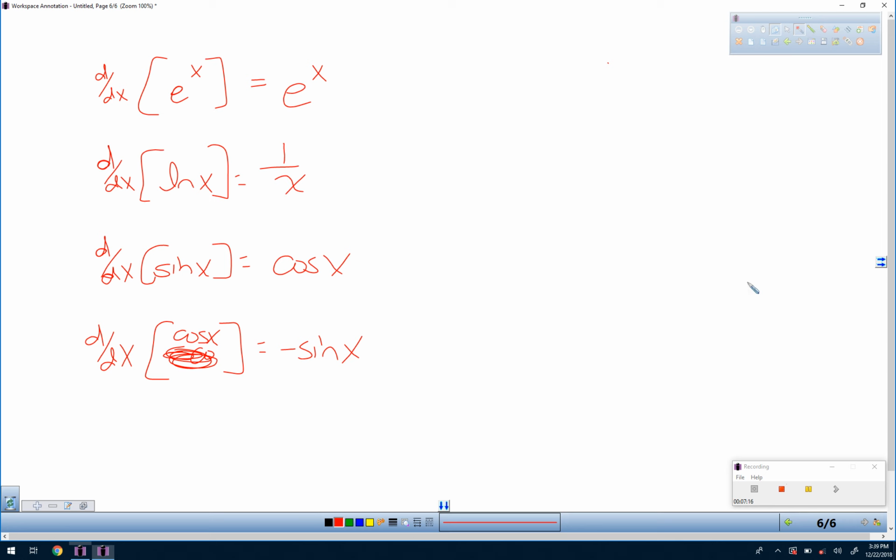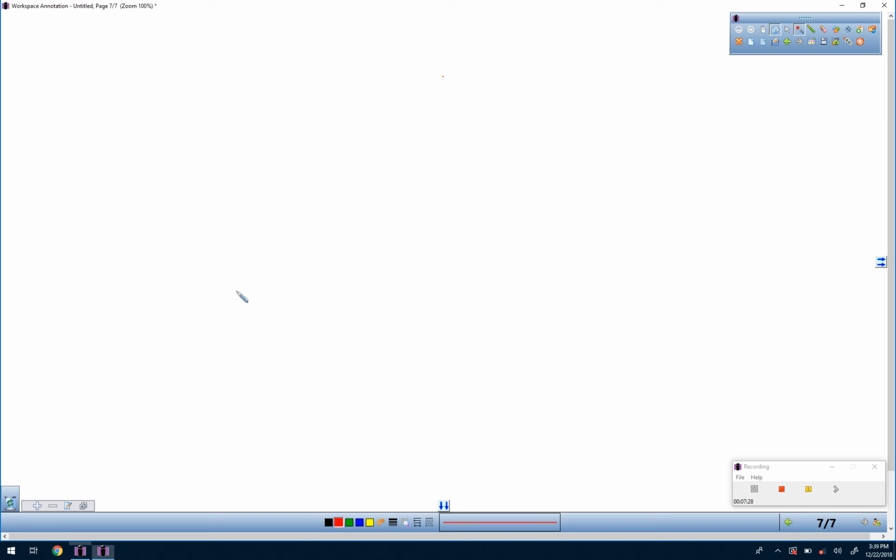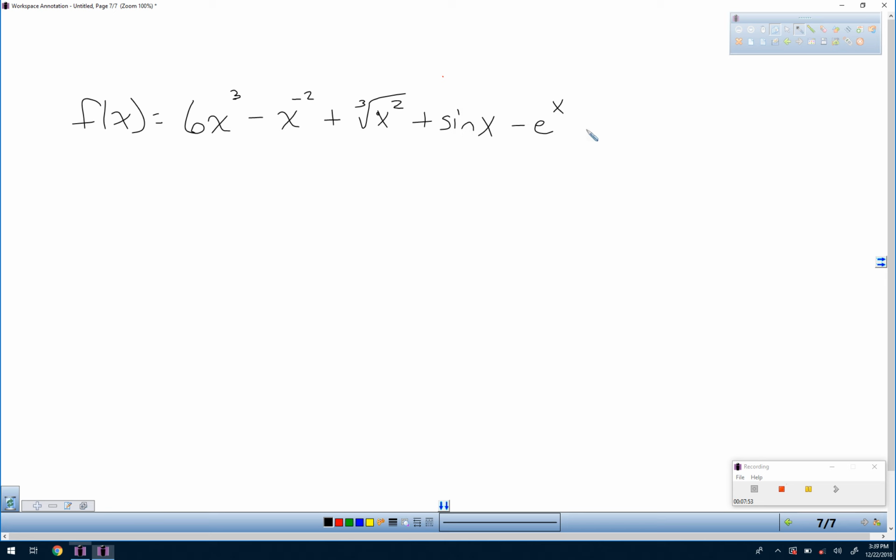And so you could really just make up your own problem, tie this all together. Let's say I had a function. Let's say I had f of x is equal to 6x to the 3rd minus x to the negative 2 plus the cube root of x squared plus sine of x minus e to the x plus ln of x. And I ask you to take the derivative of this function, as weird as it looks. Just take it one piece at a time.